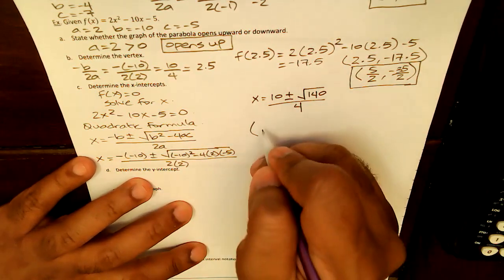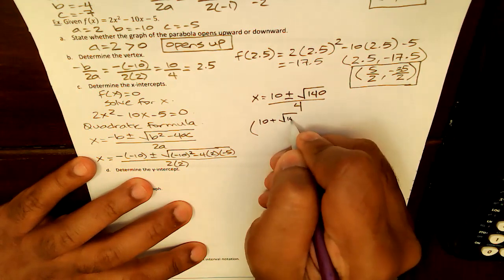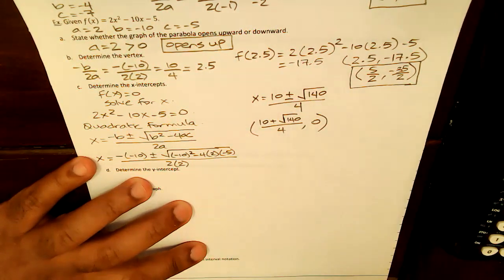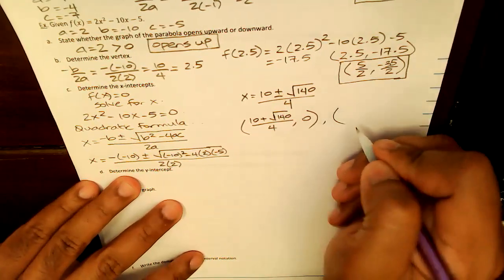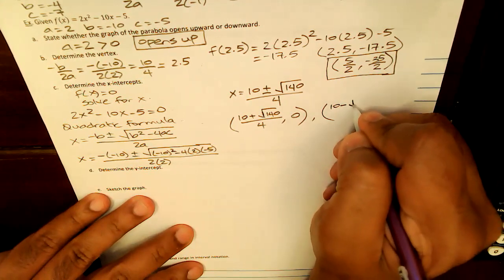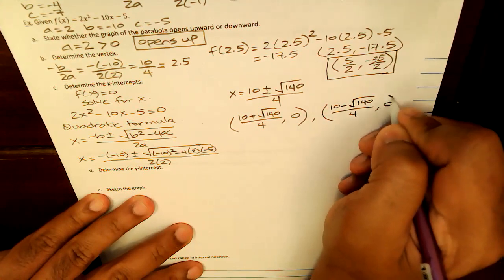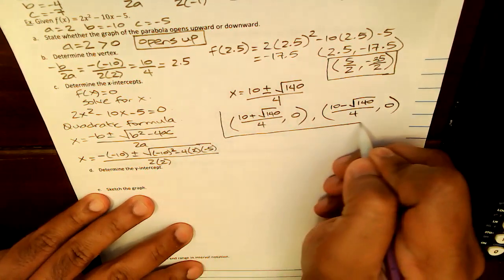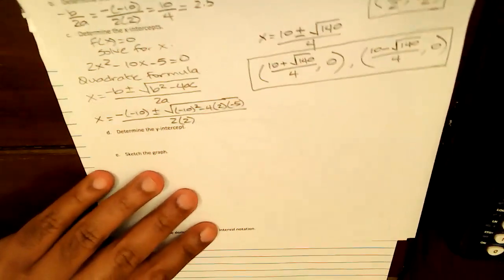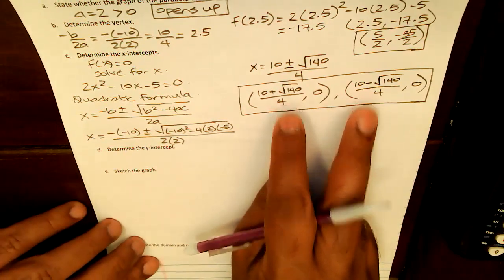Now, the x value for the first one is going to be 10 plus square root of 140 all divided by 4, comma 0. And then the other x-intercept is going to be 10 minus square root of 140 divided by 4, comma 0. Those are going to be my two x-intercepts. I'm going to leave it like this because that would be the exact form.